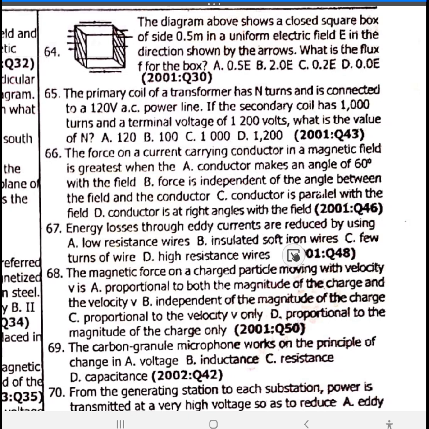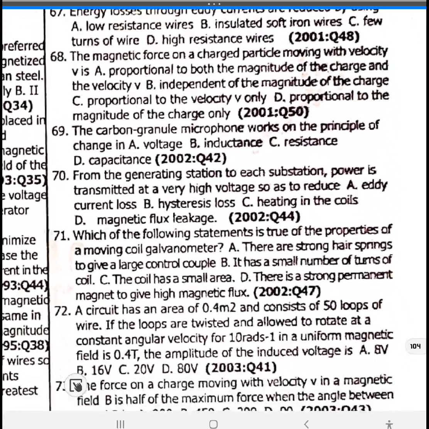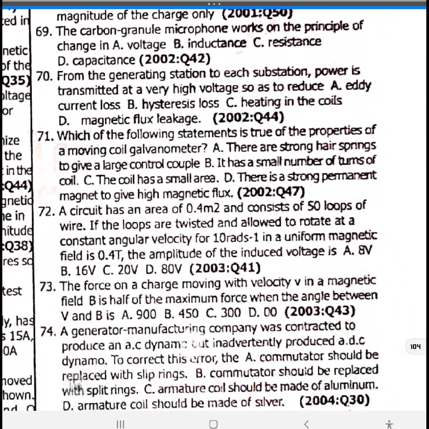67. Energy losses through eddy current are reduced by insulated soft iron wires. Option B. 68. The magnetic force on a charged particle moving with a velocity v is proportional to both the magnitude of the charge and the velocity. Option A.